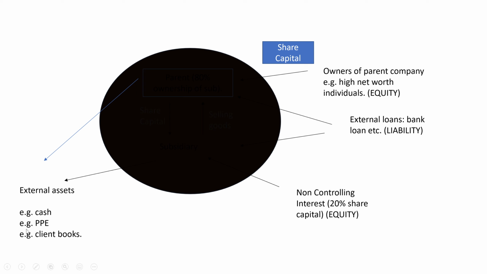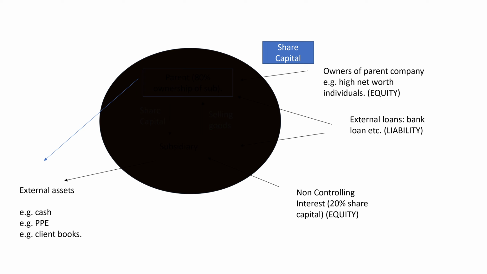On the outside, you have external assets as well, like cash, PPE, and client books. One of the reasons why you purchase companies is to acquire their clients, and when you're consolidating, you actually include assets such as client books at fair value. Also, for the group, you add all the revenue together and add all the expenses.